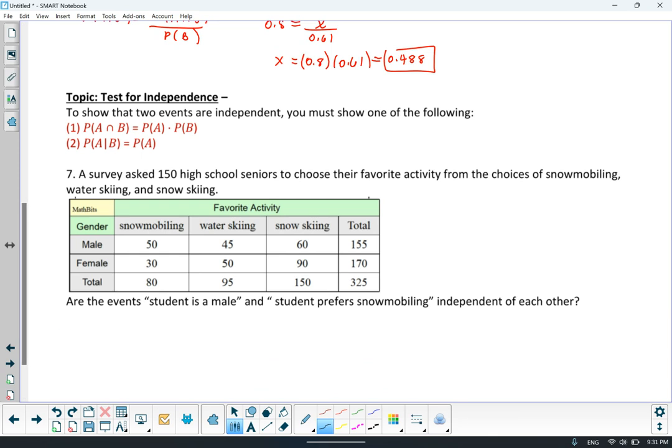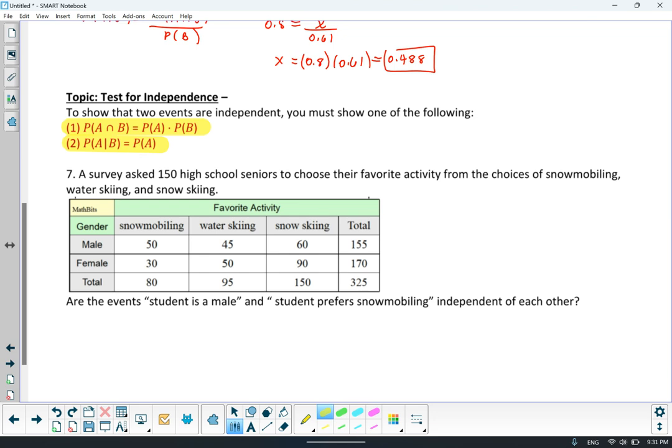For the next series of problems, I'm looking to show if two events are independent, and there are two ways to do it, and you do need to know both ways. These are the only two ways you should be looking at it. So two events are independent if the joint probability is equal to the probability of A times the probability of B. And the second way is the probability of A given B is equal to the probability of A.